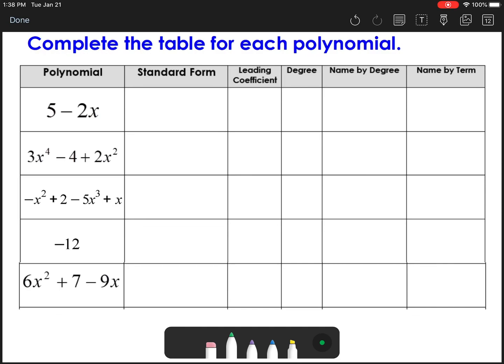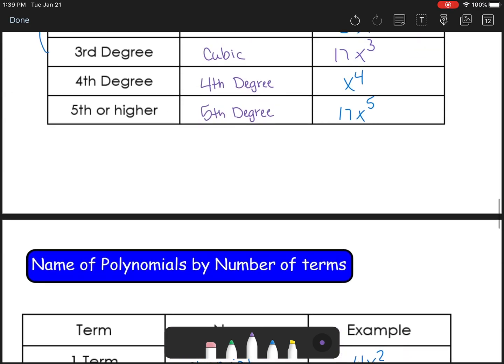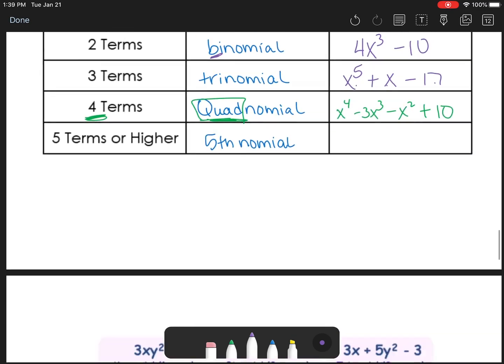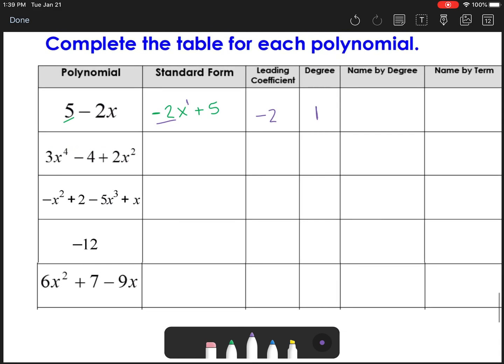So standard form, remember that's putting our exponents from highest to smallest. So looking at 5 minus 2x, well, our negative 2x would go first, and our constant always goes at the end. 100% of the time, if there is a constant, it should be the last thing. The leading coefficient then is this negative 2. The degree of the polynomial, well, this is x to the 1st power, so we would have a degree of 1. And looking back at our vocabulary, we call a degree of 1 linear. So name by degree would be linear, and name by term, this has 2 terms, so this would be a binomial. So we're just practicing using our vocab. We'll do a couple more together.